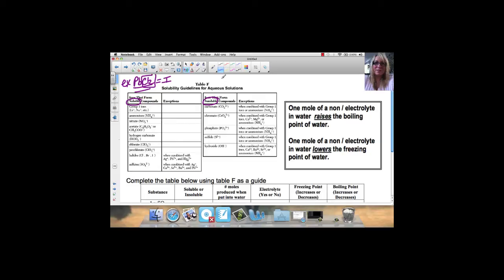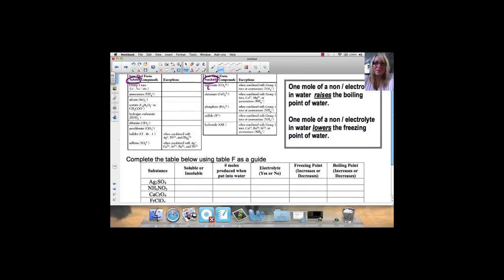If I were to look up Na2CO3, I'm looking up the CO3, the carbonate. Carbonates are insoluble unless combined with group 1 or ammonium. Well, Na is a group 1 element, so this is going to be soluble. Because I've met the exception, the opposite happens. Let's look at a couple of these.